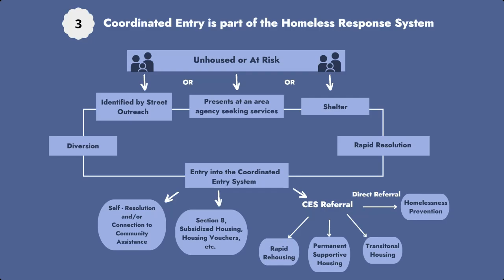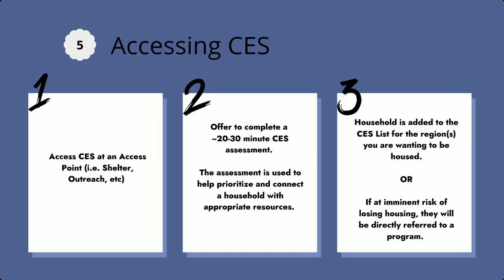There are multiple ways individuals and households can get connected to CES, known as access points. Access points are housing providers that have been trained in CES and can act as the starting point for individuals and families experiencing a housing crisis. These include street outreach teams, emergency shelters, and other housing agencies or community partners. In order to access CES, an individual or family can either contact a housing provider in their area or can submit a help request on our website with the CES Help Request form.